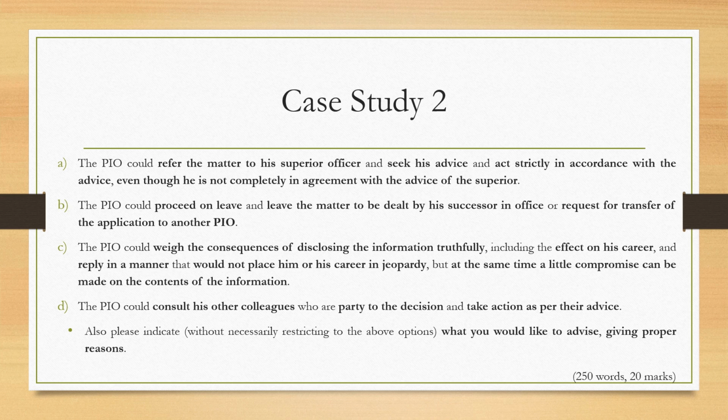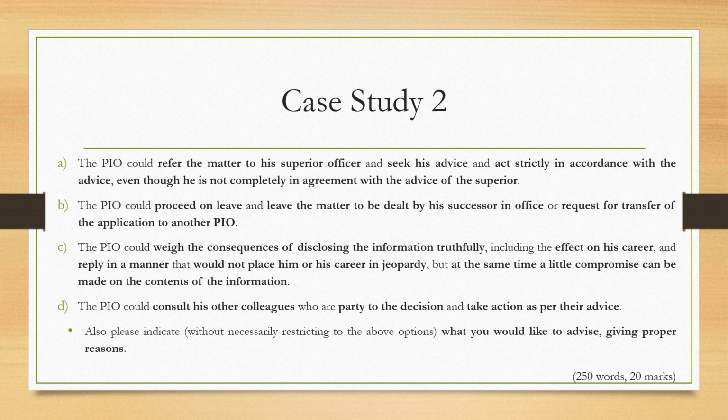The second option, the PIO could proceed on leave and leave the matter to be dealt by his successor in office or request for transfer of application to another PIO. So the second option basically helps the PIO get out of this troublesome situation, and he can proceed on leave, and this matter can be dealt by the successor in his place, or he can request for transfer of application to some other PIO, right? So here this PIO does not have to deal with this RTI request.